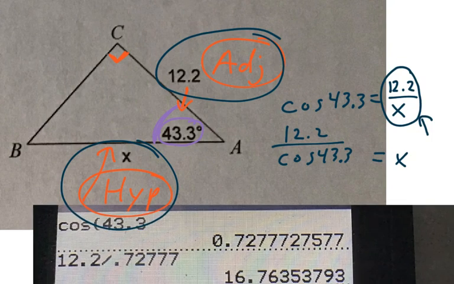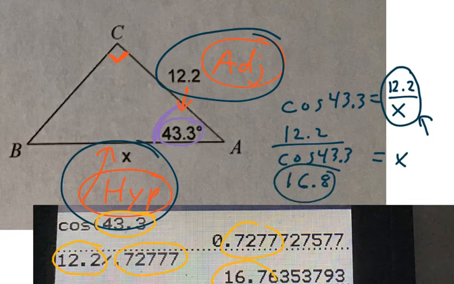And as you can see, I did the cosine of 43.3, 0.72777. I took 12.2 divided by that cosine. And right here, I know my answer, if I round it off, is 16.8. So that missing hypotenuse is 16.8. If you're still not sure how to do a problem like this, please ask me in class, guys, so I can help you.